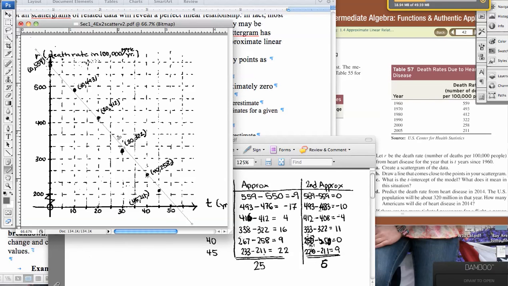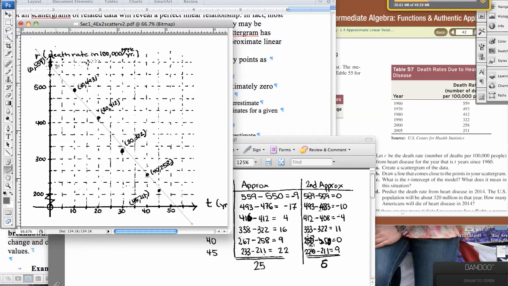Now, by hand, there's not much we can really do about this. We can't make it perfect, and that's what regression is about. I mentioned that in the notes and the lecture in the first section of this. So our idea is to get as good as we possibly can and as close as we humanly can without making the errors too big. Over here, let's continue with the questions quickly. It says, draw a line that comes close to the points in your scattergram. So we did that. And what is the t-intercept of the model? What does it mean in this situation?